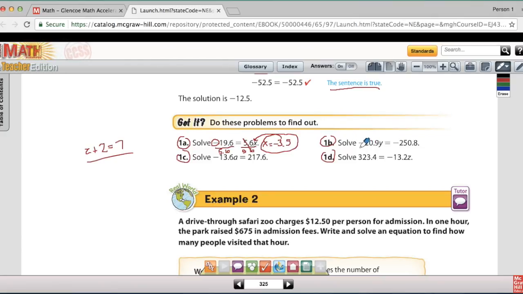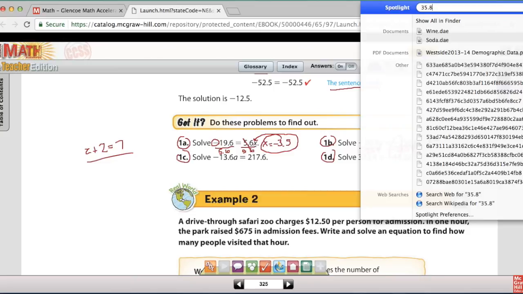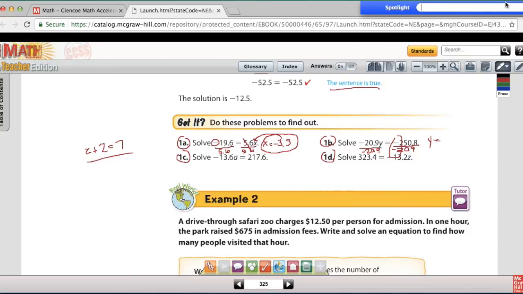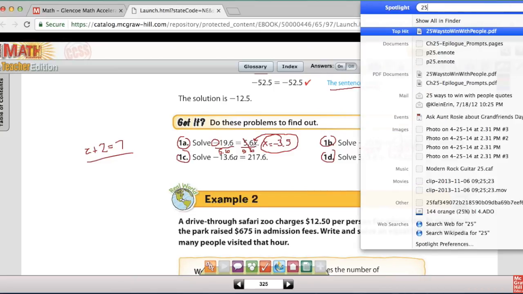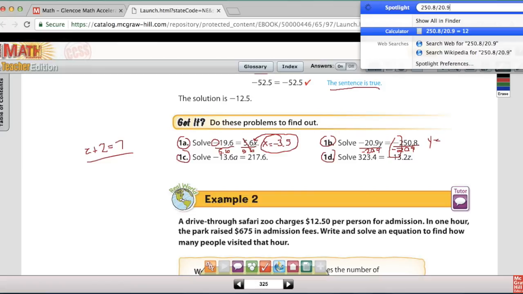For 1B, divide both sides by negative 20.9, and we have y equaling a positive number because we have a negative divided by a negative right there. Okay, so we're going to take 250.8, I believe it was, 250.8 divided by 20.9, and that is equal to 12, so y is equal to 12.